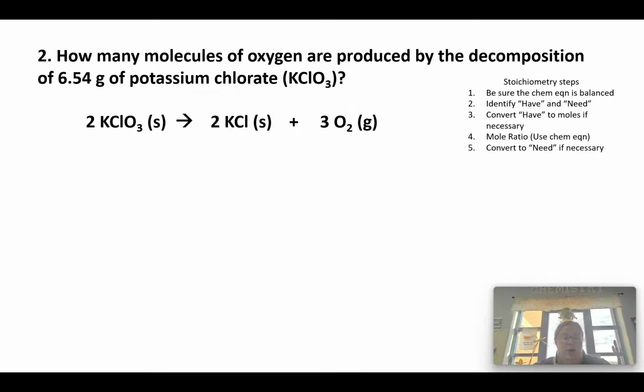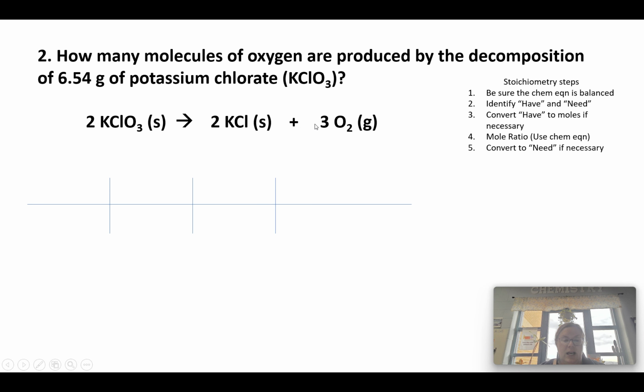How many molecules? This is a little bit different. For molecules, I'm going to have to use Avogadro's number eventually. How many molecules of oxygen are produced by the decomposition of 6.54 grams of potassium chlorate? Again, don't get confused by all the extra words in there, but instead identify what you have, which is 6.54 grams of potassium chlorate, and identify what we're looking for, which is molecules of oxygen. So I come down here to my equation, and here's my potassium chlorate, and here's my oxygen right here.